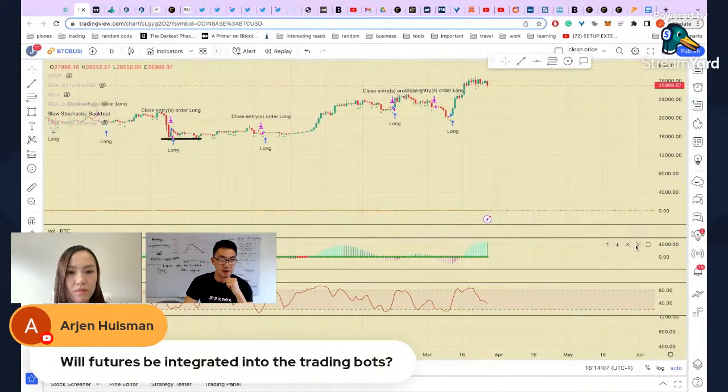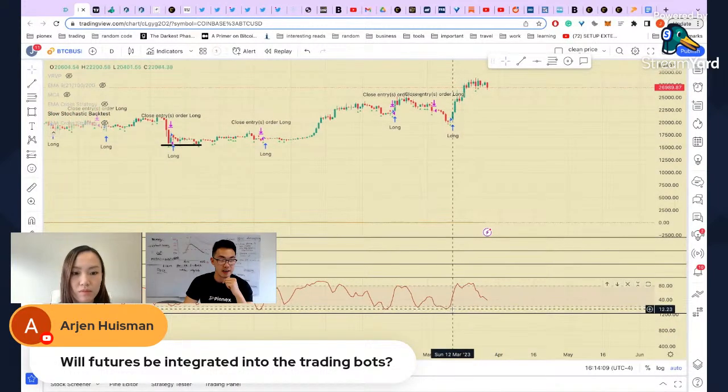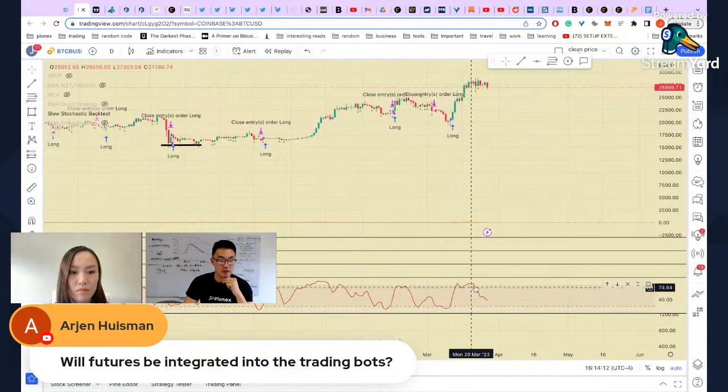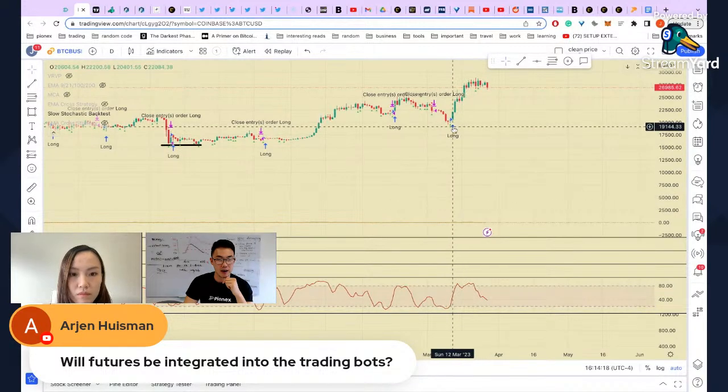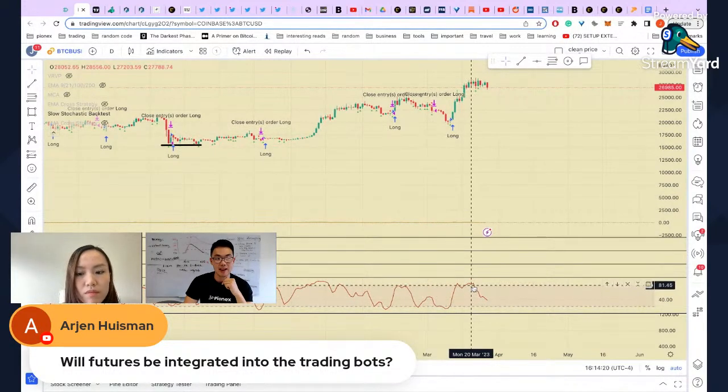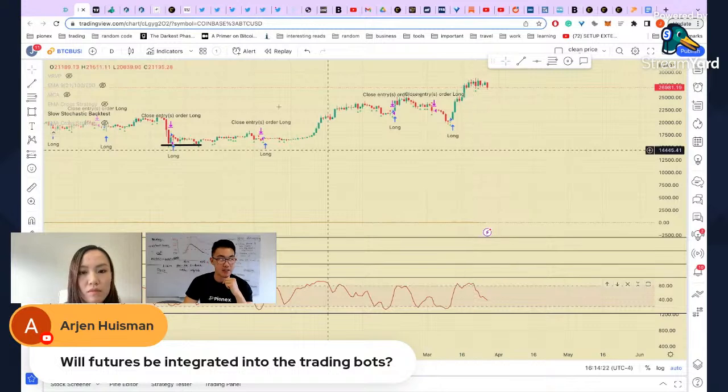So it's this line right here. This is a slow stochastic, right? It goes from 0 to 100, and if it's under 30 and turning up, that's a buy signal. So right here it says long, that's a buy signal. But it's bad as a sell signal, so I don't have that turned on.